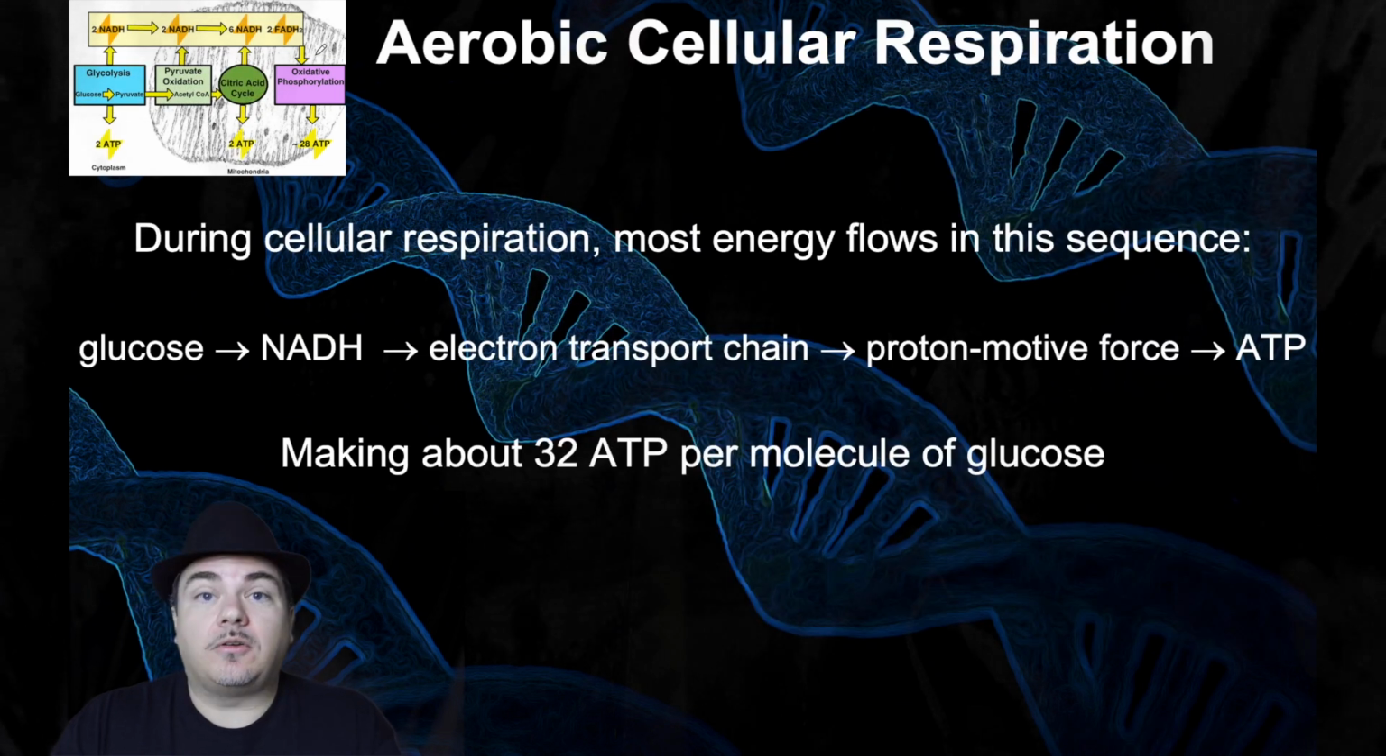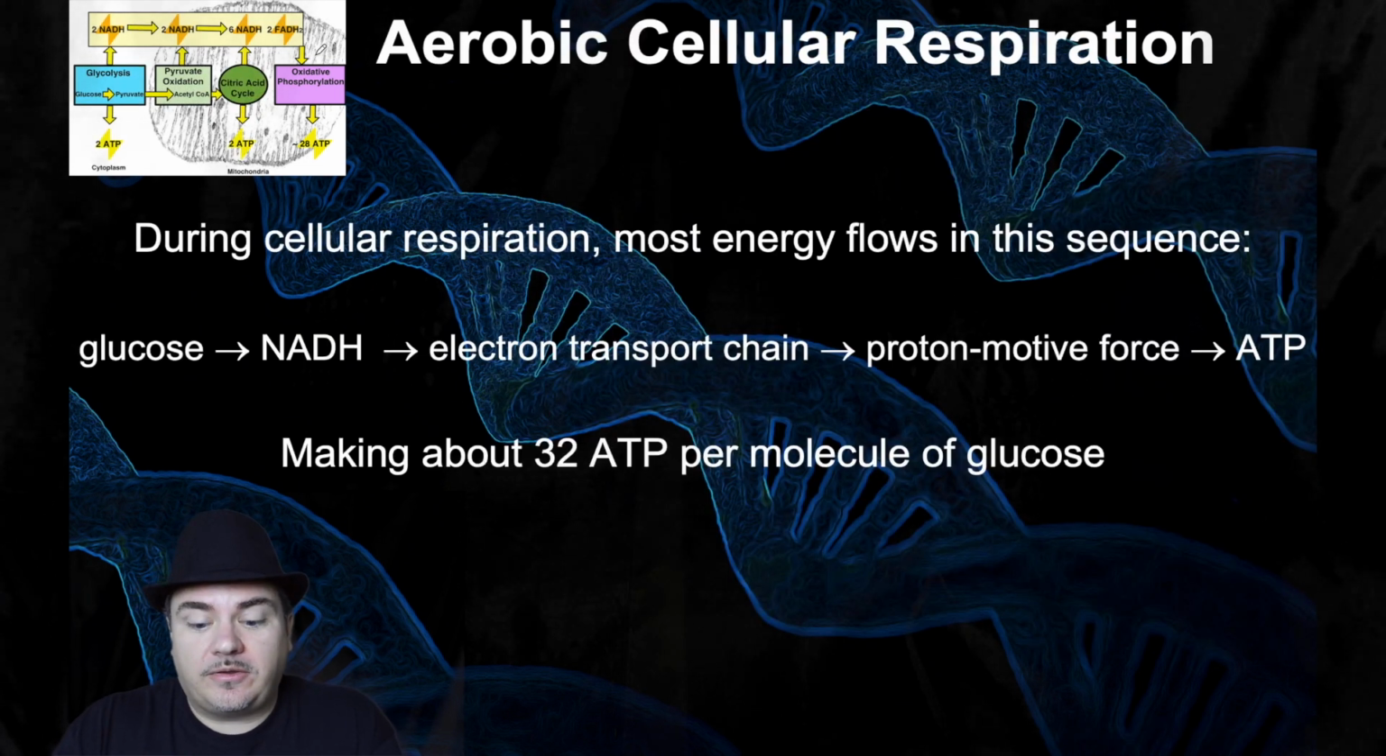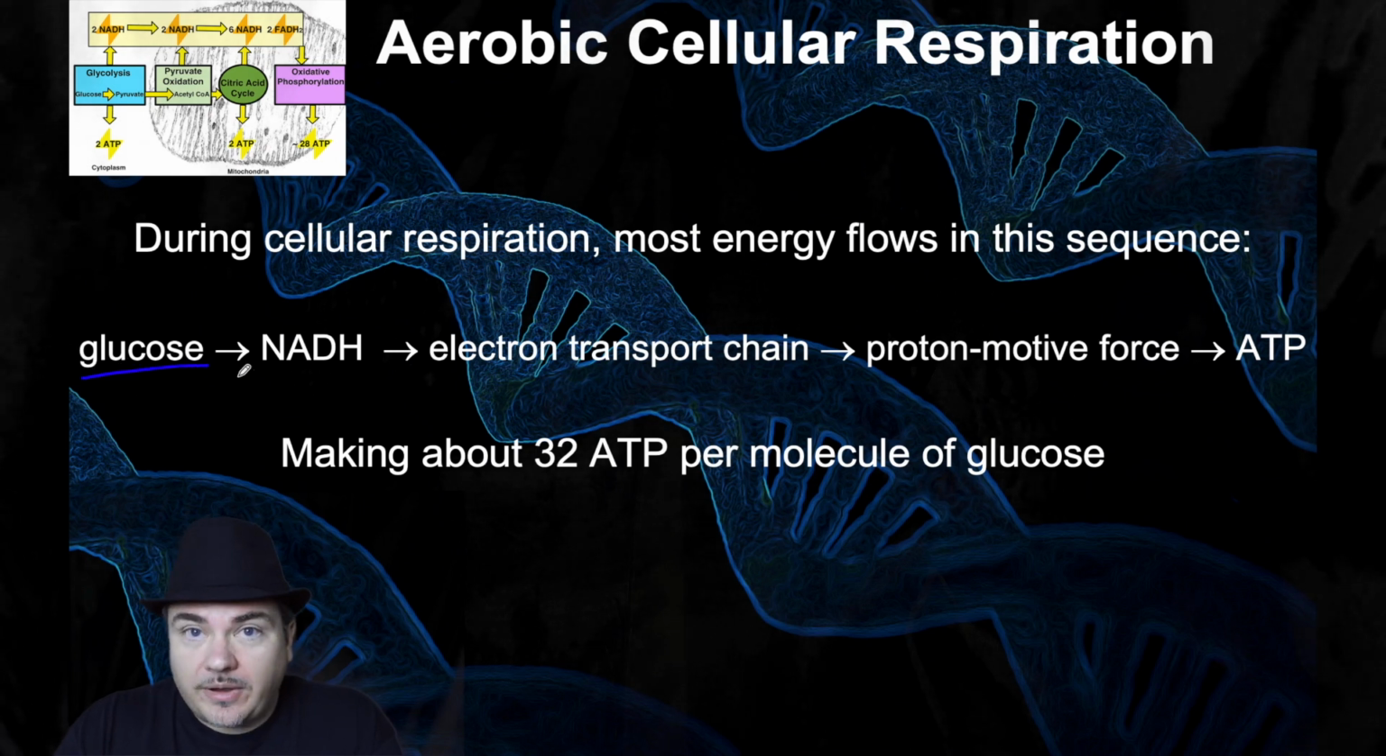Let's back up. Let's go to the big picture of aerobic cellular respiration. Energy is starting out in glucose, or the food you ate. That energy, where most of it is going, is to the reduced electron carrier, NADH. From there, where most of the energy goes, is the electron transport chain.